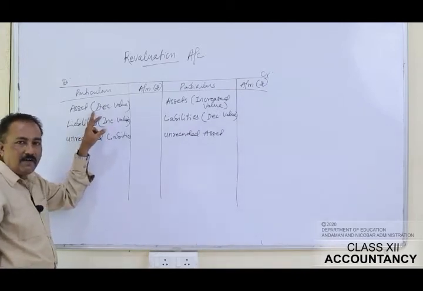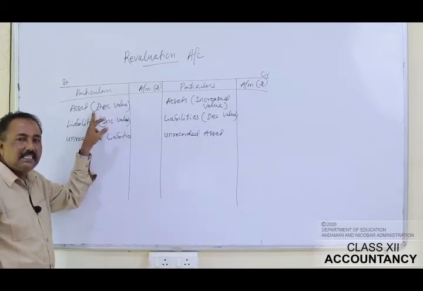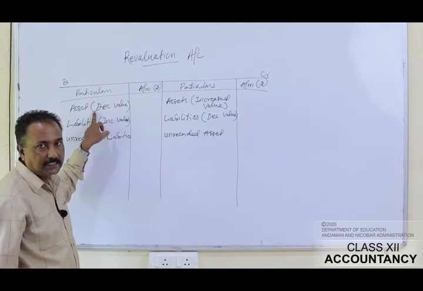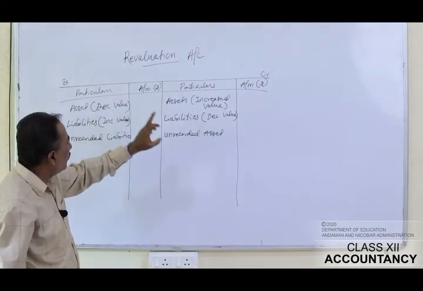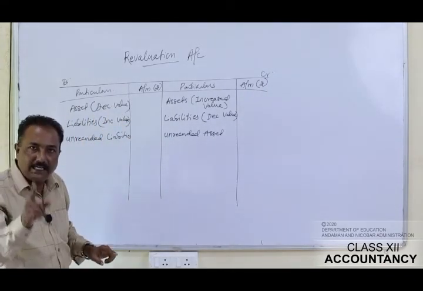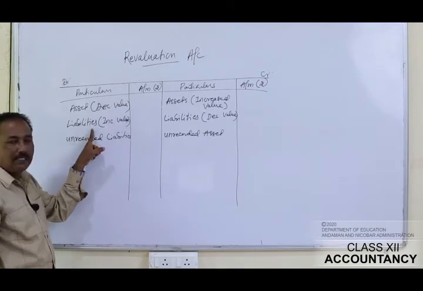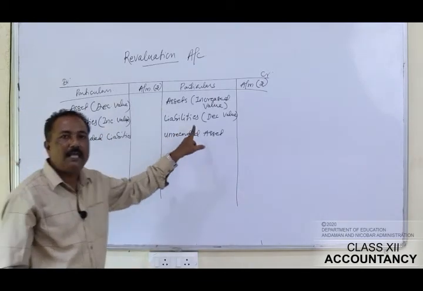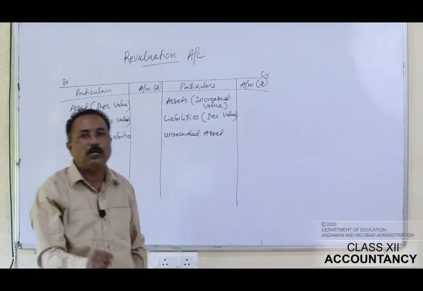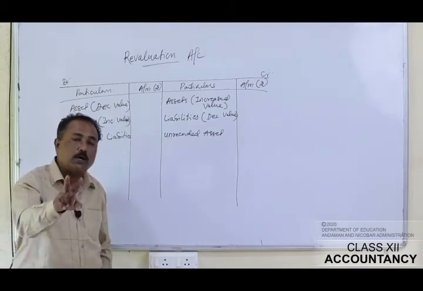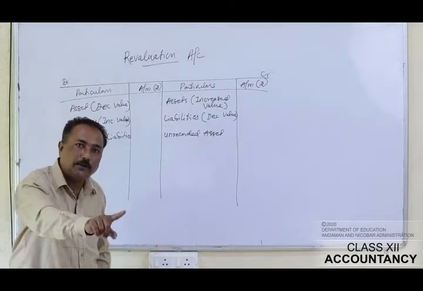Similarly, whenever the value of the assets decreases, that has to be recorded on the debit side. By name you have to record. Now, whenever the value of the liability increases, that has to be recorded on the debit side, and whenever the value of liability decreases, that has to be recorded on the credit side. Now, let us talk about the unrecorded assets and unrecorded liabilities.